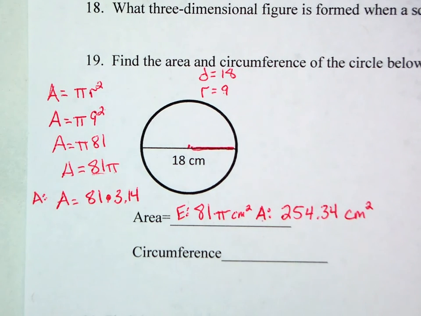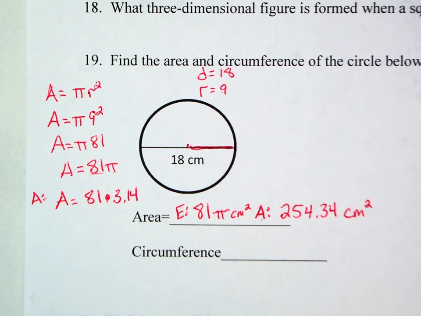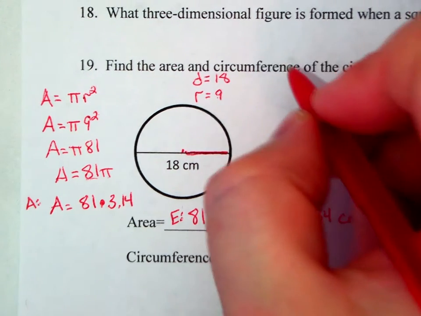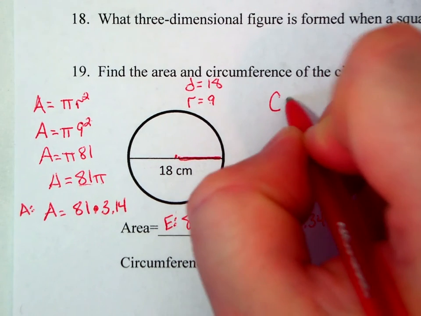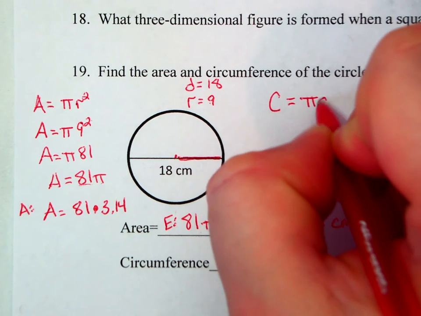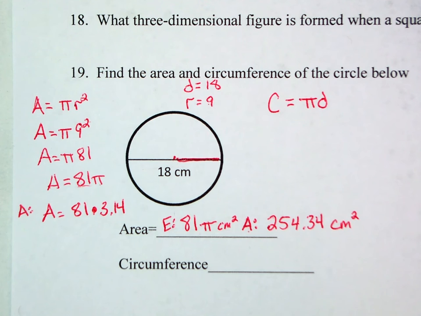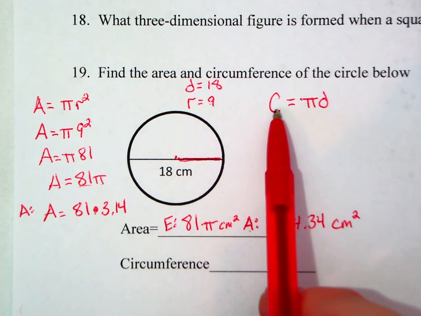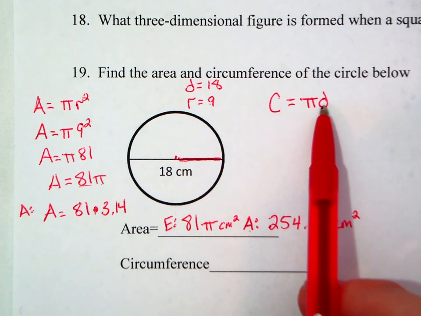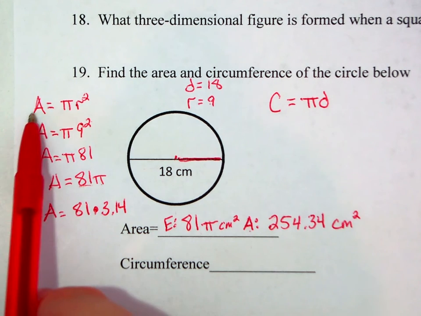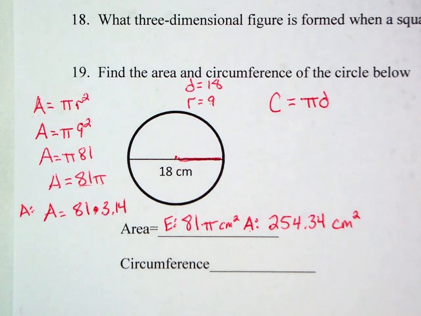So we're done with area for this particular problem. Now let's go back and address circumference. And my formula for circumference is C equals pi d. And while I realize there was another form of the formula for circumference, I haven't focused on that for these classes because I really want you using one formula for circumference that focuses on diameter and a formula for area that focuses on using the radius.